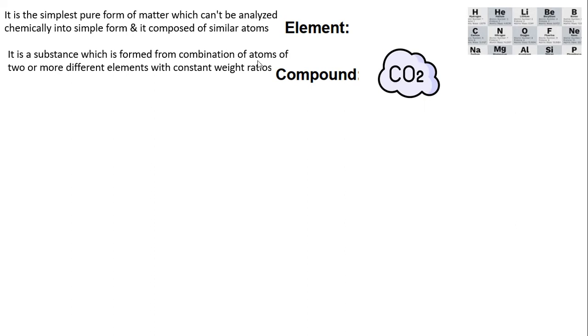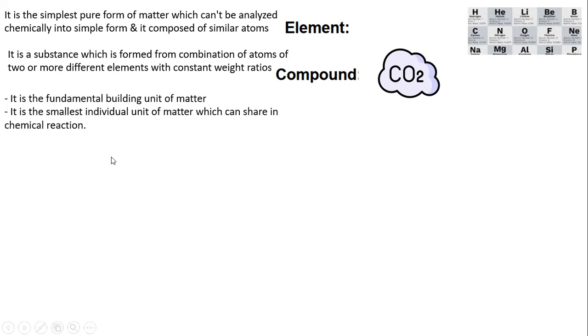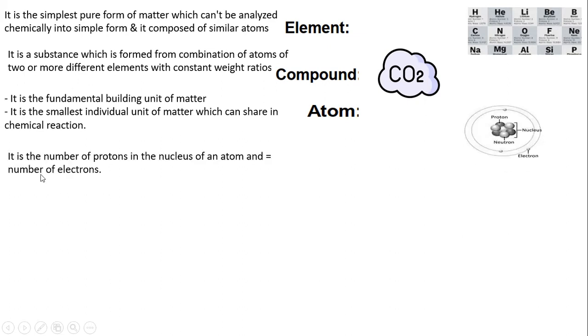Okay, so we have a question about this later. It is the fundamental building unit of matter, or the smallest individual unit of matter which can share in chemical reaction. Look at this: can share in chemical reaction. Yes, this is for atom only. So the atom is the smallest and fundamental building unit of matter that can share in chemical reaction. So it is the number of protons in the nucleus and equal to the number of electrons. What is this? Number of protons equal to number of electrons. Yes, atomic number. Excellent.